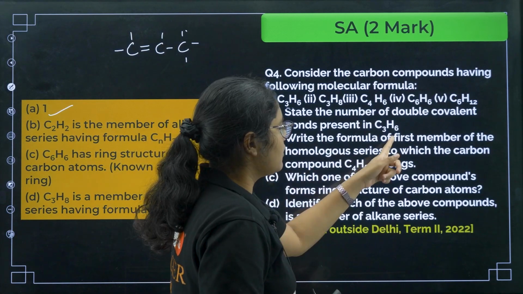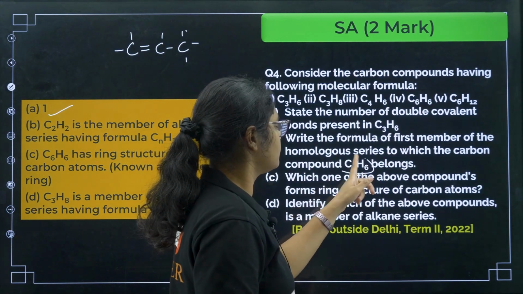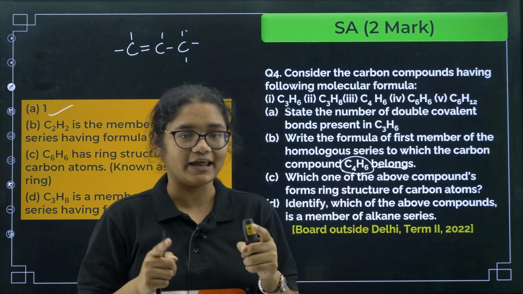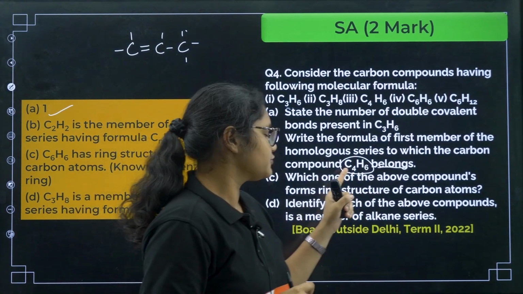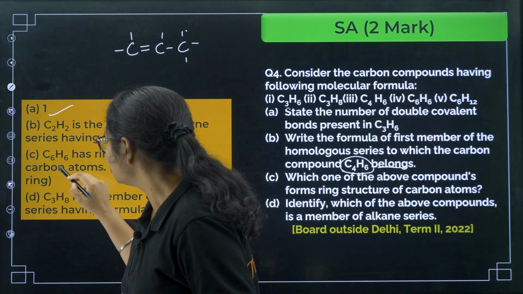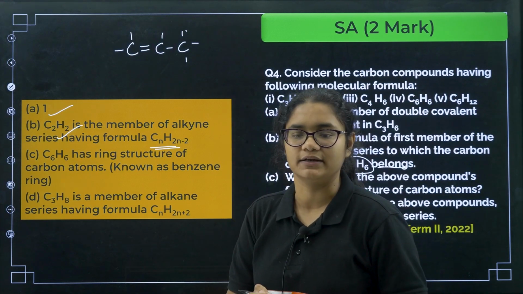Next, write the formula of the first member of the homologous series to which the carbon compound C4H6 belongs. Now if you see C4H6, it is CnH2n minus 2. So the first member should be C2H2, because the general formula is CnH2n minus 2.